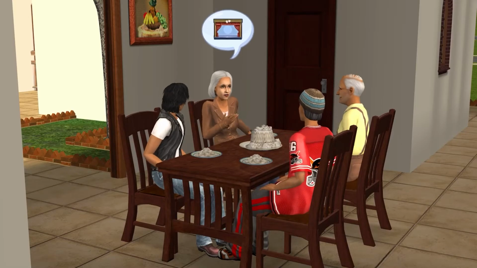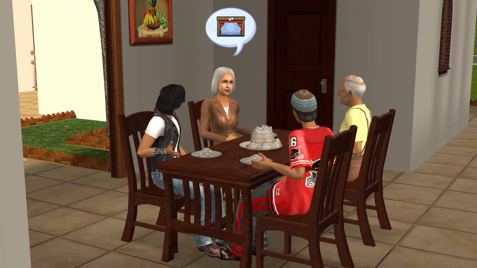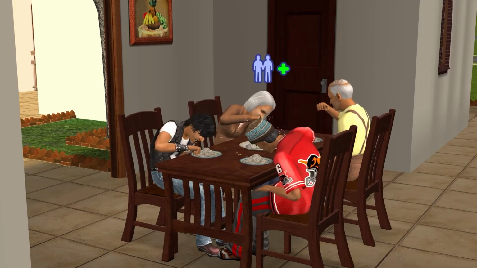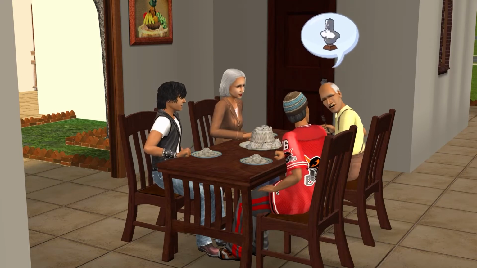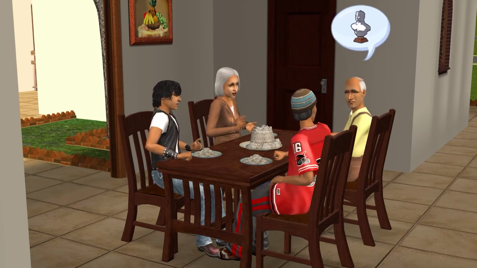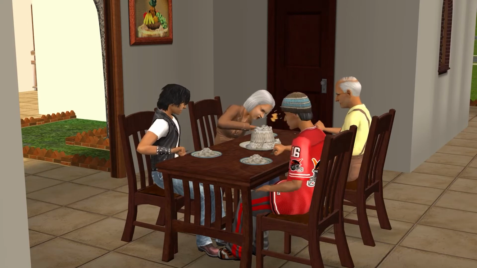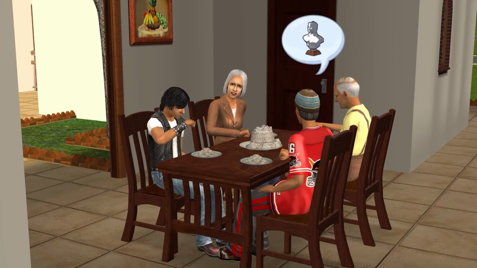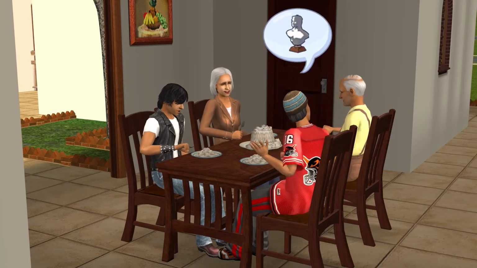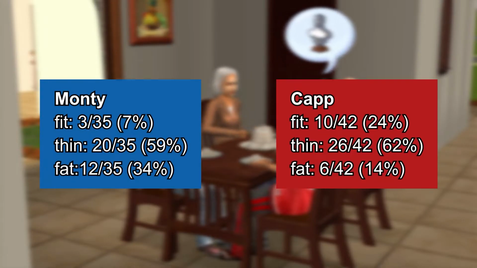The Montys also look less intimidating than the Caps. Their faces are rounder and softer. Like I said, they seem to enjoy food, which relates to pleasure and abundance, as opposed to the Caps' aura of austerity. I was curious to see the proportions of thin, fit, and fat Sims in both families, looking at their whole family trees, and here are the results.